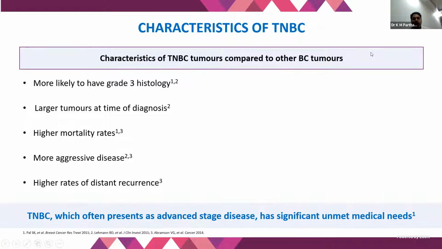What about the triple negative as such? They are large tumors at presentation. They are high grade, most often grade 3 or grade 4, and they have got a higher mortality compared to the other subtypes. They are very aggressive and have a high risk of distant recurrence also.